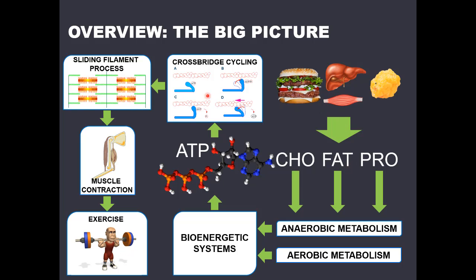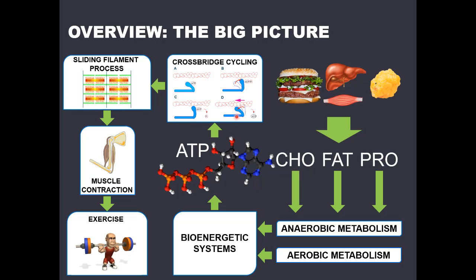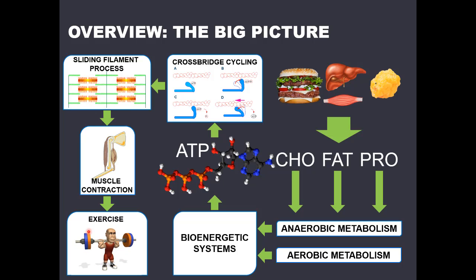So in summary, when one of these steps doesn't work properly or is interrupted in some way, every step that comes after that step would be negatively affected. For example, if there's not enough fuel, like say you exercise hard every single day, but you don't replenish your endogenous fuel stores by eating, ATP production would be inhibited, which would inhibit crossbridge cycling, which would inhibit sliding filament processes, which would inhibit muscle contractions, which would ultimately inhibit exercise performance. And this is why nutrition is so important for optimizing performance.